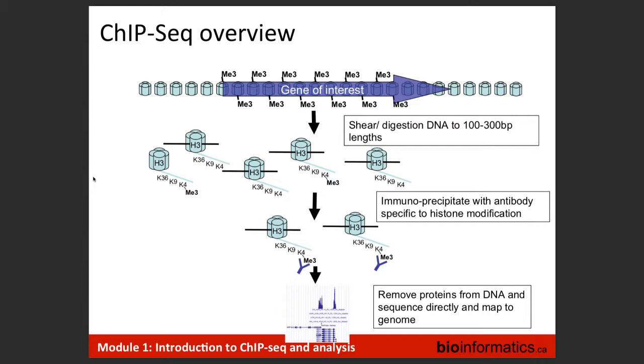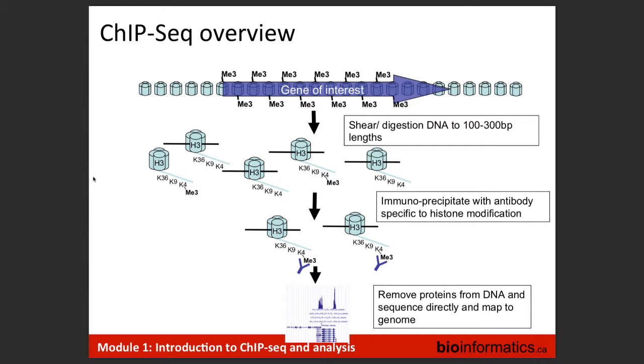So-called iChIP and flavors of that have also been developed. But fundamentally, what we're trying to do is break the genome into chunks. And these chunks, of course, are the size of DNA that we can sequence on a massively parallel sequencing platform, right? So the reason we're doing this is just so we can have a fragment that we can then build a library from and sequence.